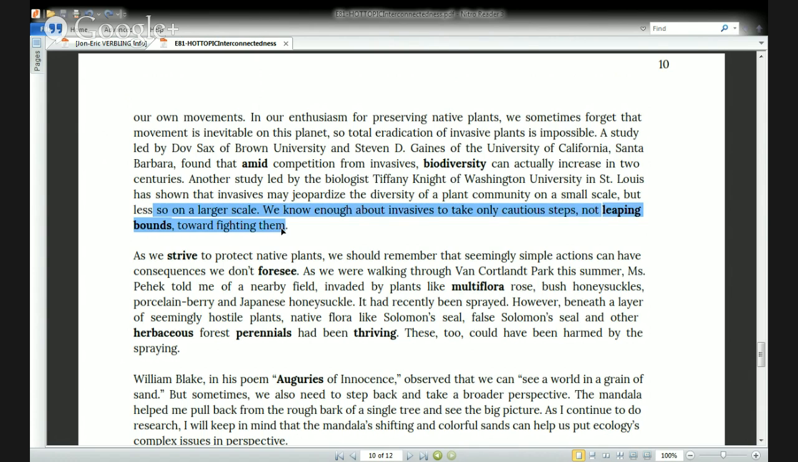We have an expression, to go by leaps and bounds. It means taking, like, remember Neil Armstrong on the moon? One small step for man, one giant leap for mankind. So a leap is a giant step. A bound is a giant step. So what do you think she means by that last line, in your opinion?